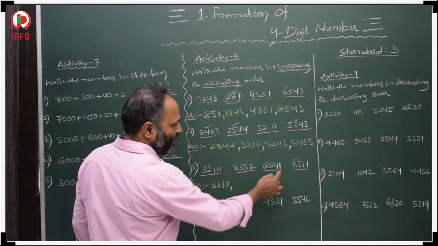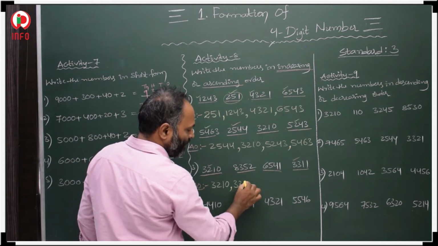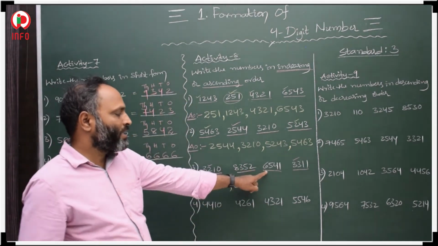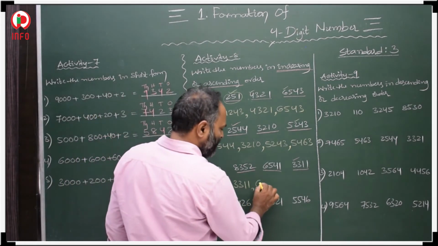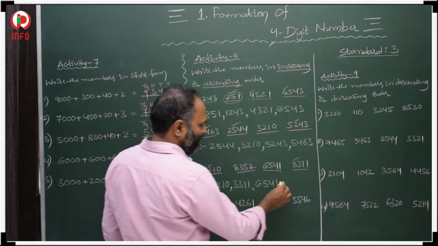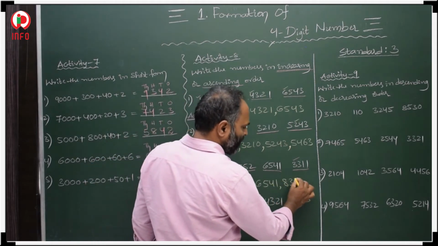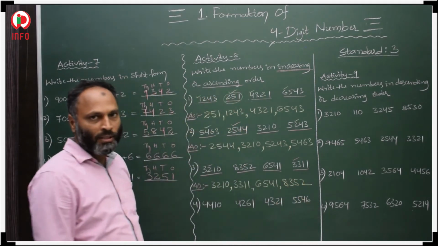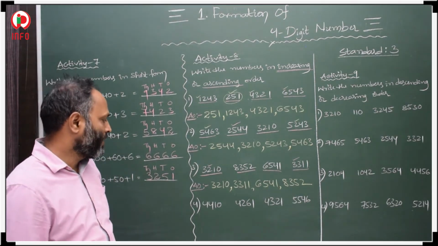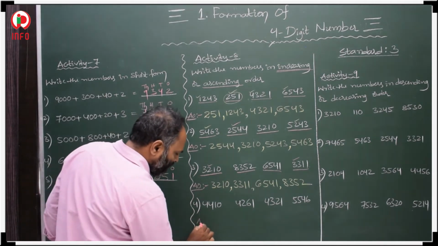Then after that 3311. After completing 3000, 6000 is smaller. 6541. After 6000, 8000. 8352. In this way we have to write. Then ascending order.